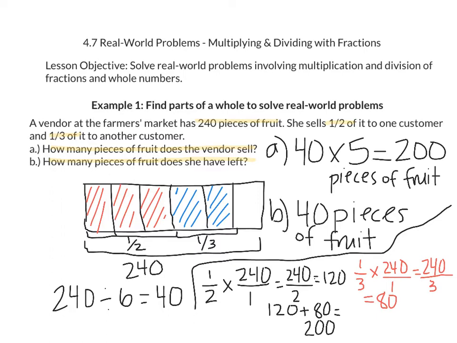Then, since 240 pieces of fruit is our total, we can subtract 240 minus 200 to get us our answer to part B, 40 pieces of fruit left.